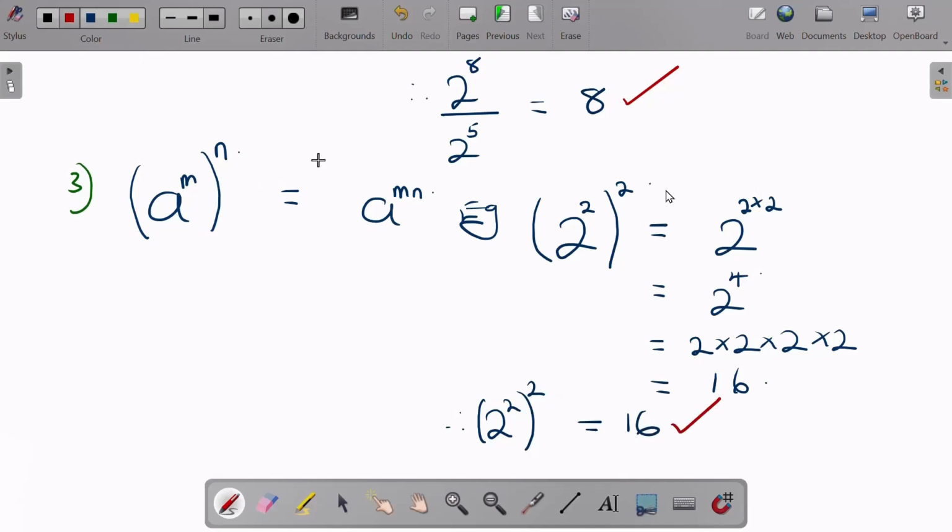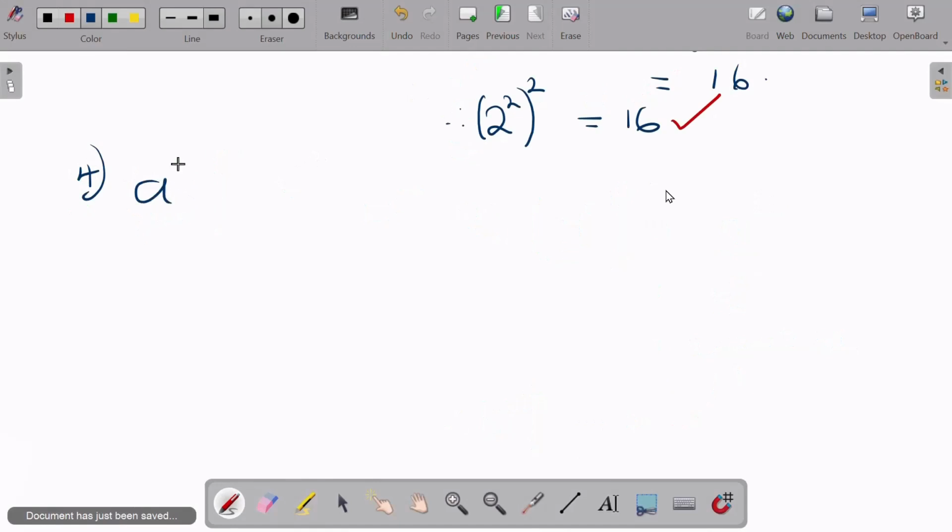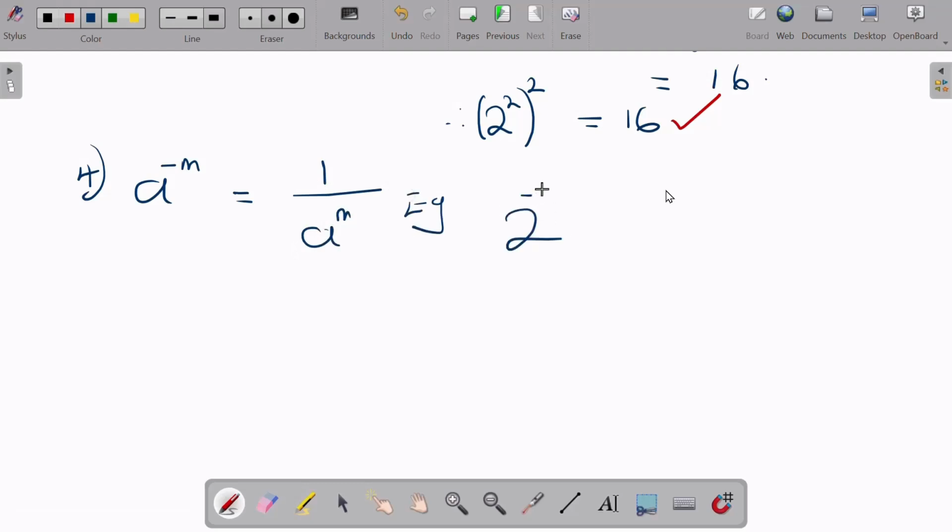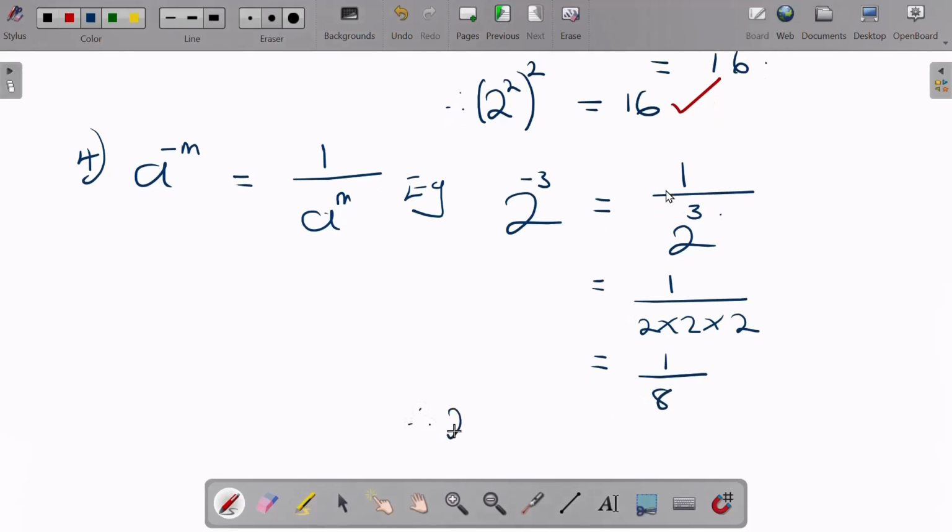Then you can follow rule number 4. When you have a as the base with power negative m, this is the same as having 1 divided by a power m. For example, if I have 2 raised to power negative 3, following the rules of indices, this is the same as having 1 divided by 2 power 3. This is the same as 1 divided by 2 multiplied by 2 multiplied by 2, which is the same as 1 divided by 8. Therefore, 2 raised to power negative 3 is the same as 1 divided by 8 as our correct answer.